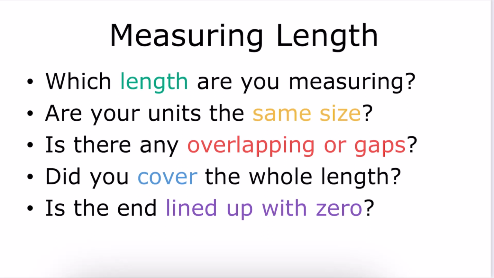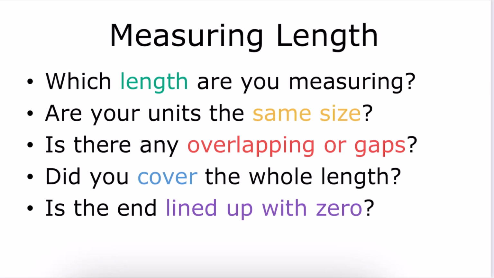You can ask, are your units the same size? Like if you're measuring how many jelly beans long something is, are all of your jelly beans the same size? Or do you have some really big ones and really small ones, so they're an inconsistent size? Are there any overlaps or gaps in your measurement? And did you cover the whole length? Or is there part of the object that you didn't measure with those units? And then lastly, is the end of your object lined up with 0 if you're using a ruler?